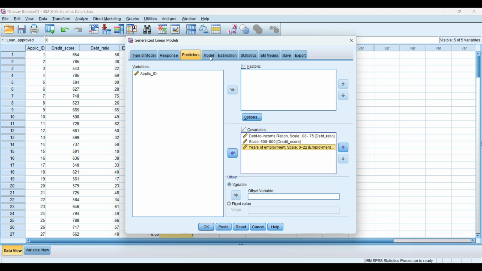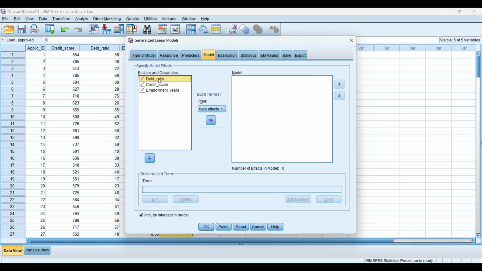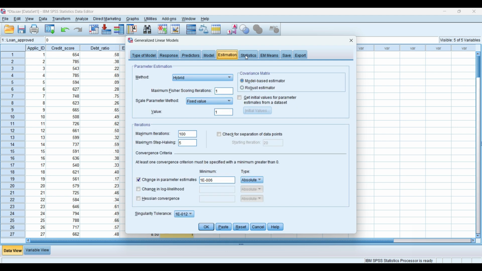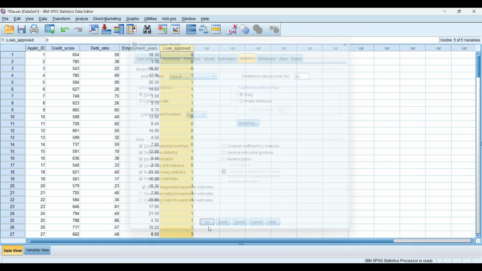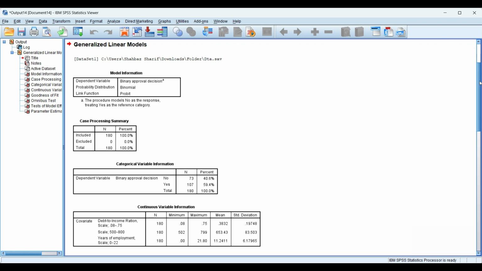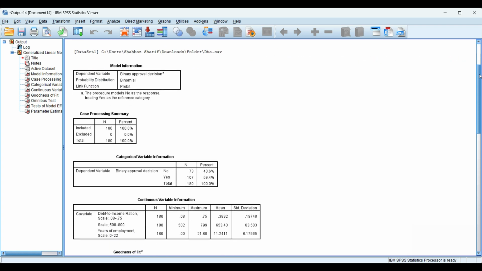So now we come to model, and these are all our independent predictors. We put them into the model set and then go to estimations and statistics. We also need to include exponential parameter estimates. Click OK. So we get the results of the Probit regression.